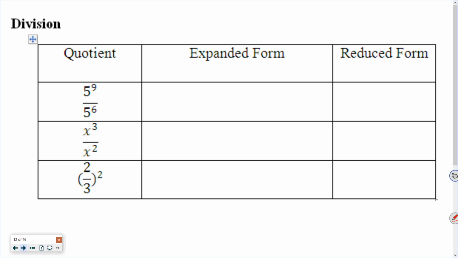Okay, division. Let's write this first problem. I have 5 to the 9th over 5 to the 6th. Let's write it out in expanded form. It's going to be a lot of 5s. How many I got there? 6, 7, 8, 9. Okay, on the bottom I have 6 of them.